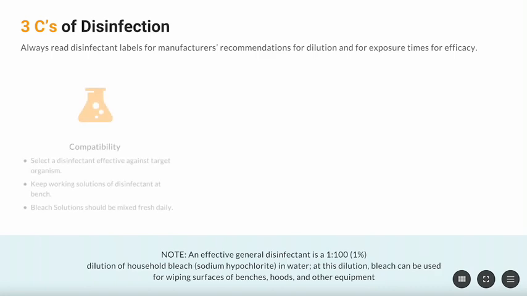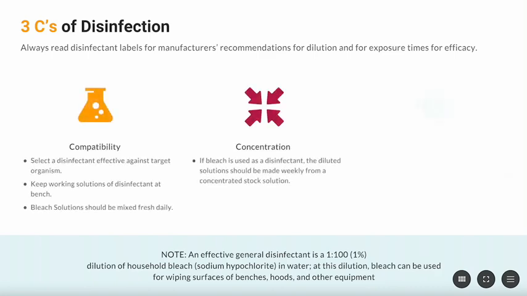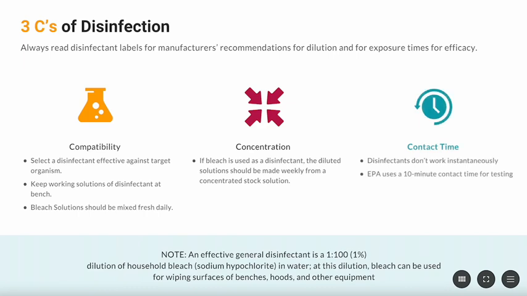The 3 C's of disinfection is a simple guide to keep in mind when selecting and using disinfectants. The 3 C's are compatibility. The disinfectant you choose must be compatible with the surfaces and materials you will be cleaning and disinfecting. It's important to verify the effectiveness of the product on the surfaces, especially if you are using it on surfaces that are sensitive to certain chemicals.